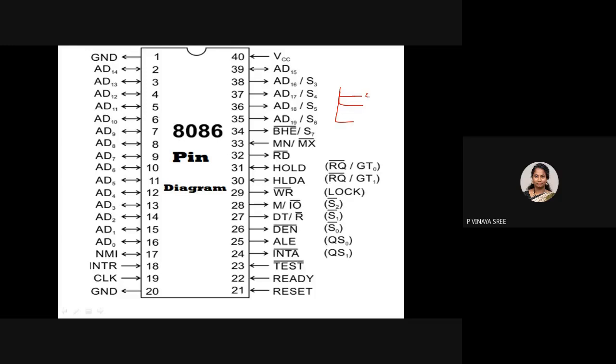One we can consider as common pins. From these 40, how many common pins do we have? If you remove these 8 pins, you will have 32 common pins. Yes, 32 common pins, 8 pins specific to minimum mode and 8 pins specific to maximum mode. So totally we can characterize based on this 40.